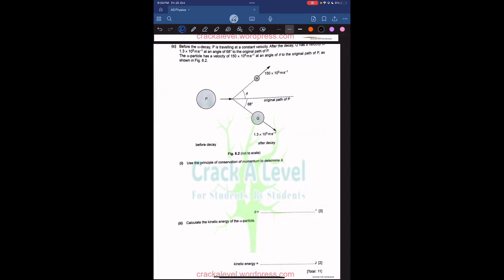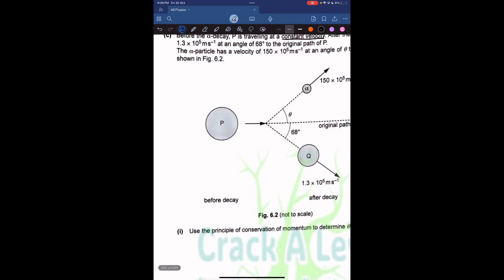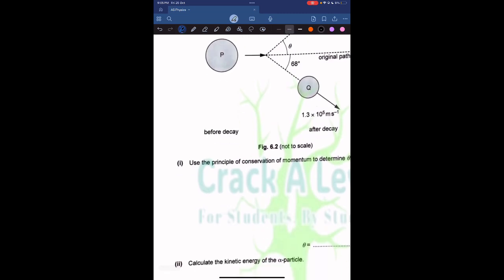Before the decay, P is traveling at a constant velocity, and after the decay, Q has a velocity of 1.3 × 10^5 at an angle of 68 degrees to the original path of P. The alpha particle has a velocity of 1.50 × 10^7 meters per second, that's a huge velocity, at an angle theta to the original path. This is a recurring type of question I've seen a lot in dynamics. Because it is traveling at constant velocity, I know that momentum is conserved, and it says use the principle of conservation of momentum.